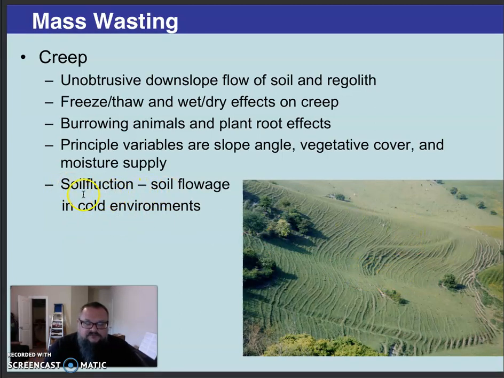Solifluction is a particular kind of creep that happens in cold weather environments where there's freezing and thawing. And solifluction is interesting because it gives you these easy to see lobes, kind of like in this picture here, where the hill is coming down this way and the topsoil is just slowly flowing down there. Creep doesn't give you anything like that. If you want to find creep, you've got to look for it with those mailboxes and things like that.